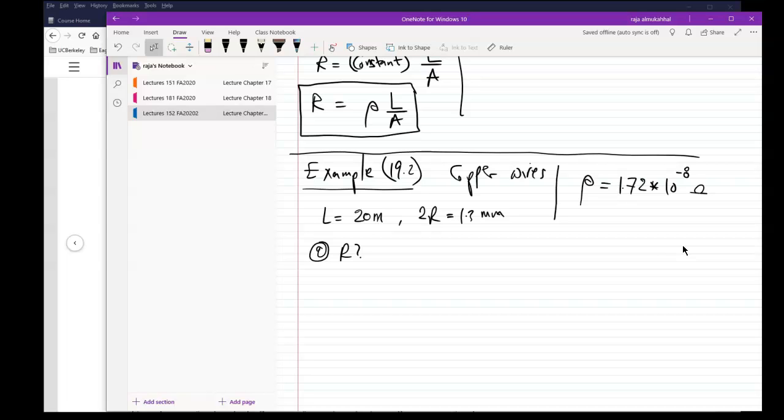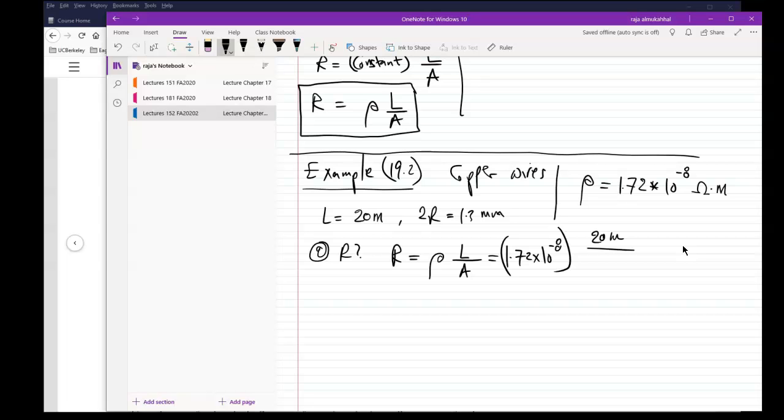Ohm is the unit of resistance. We'll talk about it in a second. This is the unit, after Ohm's law, Mr. Ohm, so we call it ohm meter. Okay, so we know that the resistance R is equal to rho L over A, and we have everything. So 1.72 times 10 to the negative 8, this is the rho. L, he said, is 20 meters, divided by A.